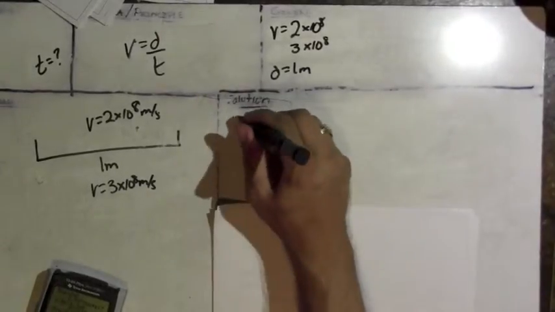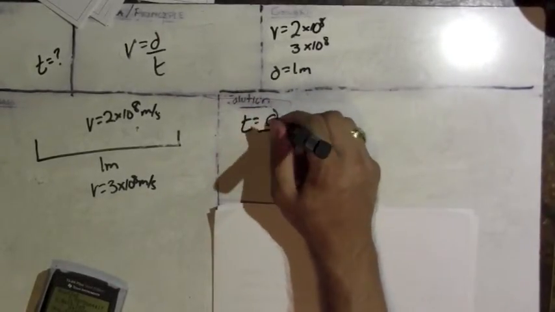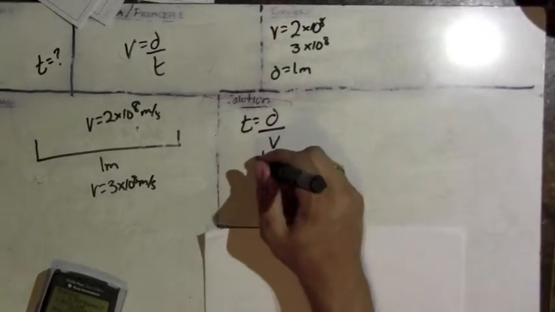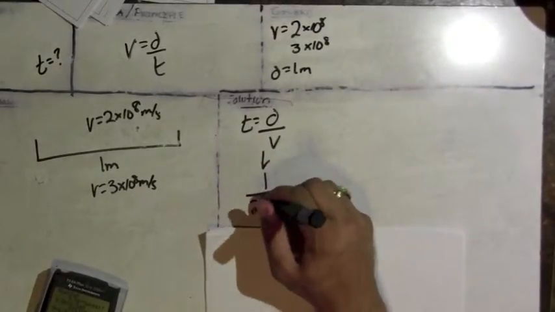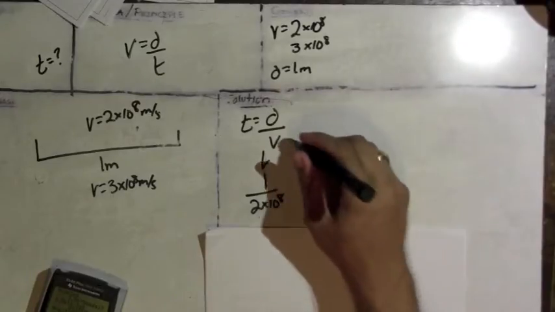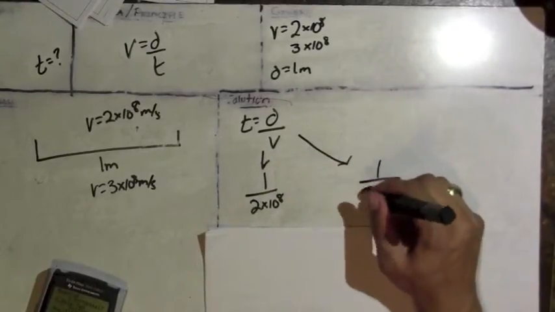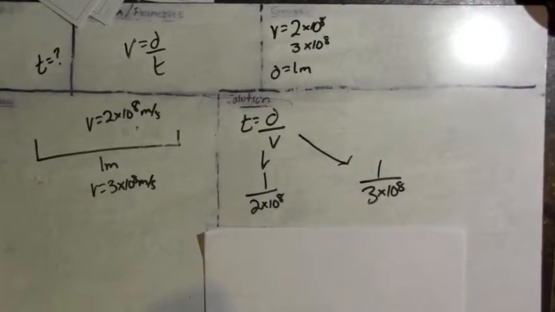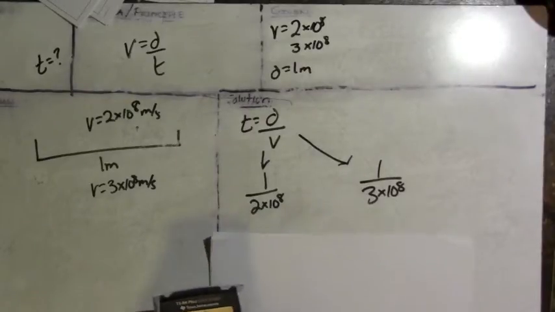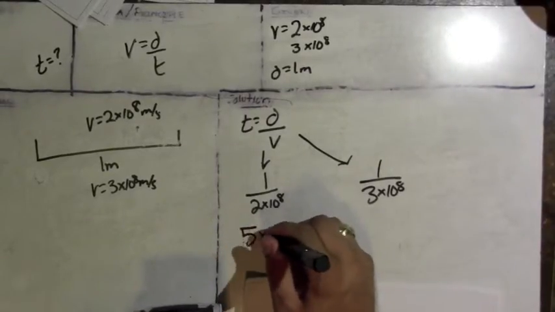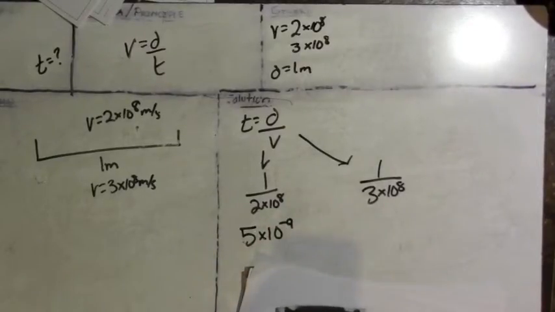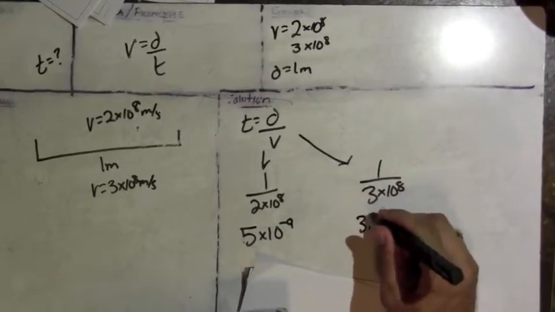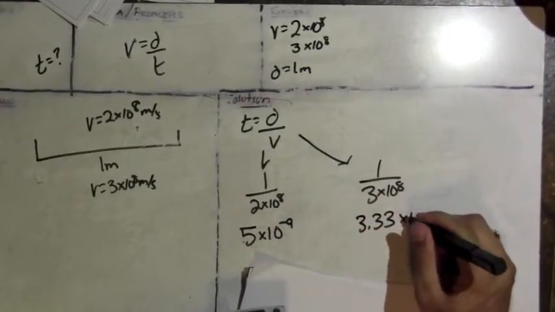So we're going to do two separate calculations. The first one, 1 divided by 2 times 10 to the 8th. The other one, 1 divided by 3 times 10 to the 8th. When you do this calculation, you get very, very small numbers. So 1 divided by 2, E8, you get 5 times 10 to the negative 9th. And when you do 1 divided by 3, E8, you get 3.33 times 10 to the negative 9th.